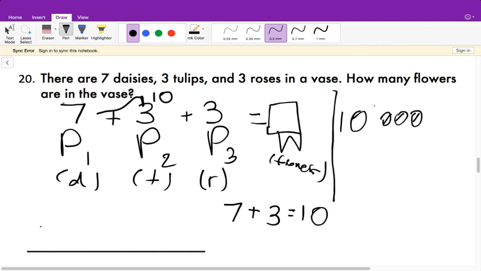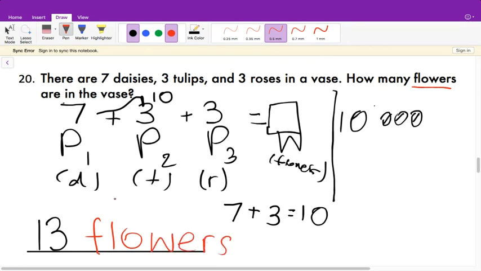Okay, so now I'm going to write my answer, which was 13. And then I'm looking back at the question for the label. I'm always going to look after the words how many. That's right. So in this one, we see how many flowers. Right. Good job. So our label in this problem should be flowers.